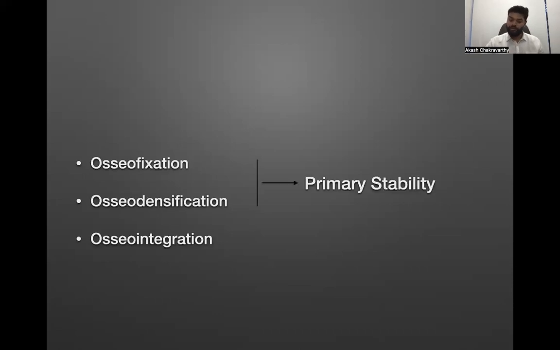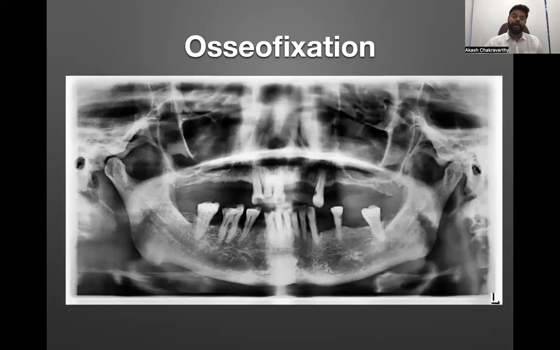So there are different ways to achieve primary stability and different ways to achieve secondary stability. Primary stability can be achieved with osteofixation and osseodensification. Secondary stability can be achieved with osseointegration. So I am going to explain what osteofixation is. Osteofixation, as the name suggests, is where you fix your implants in the cortical bone.